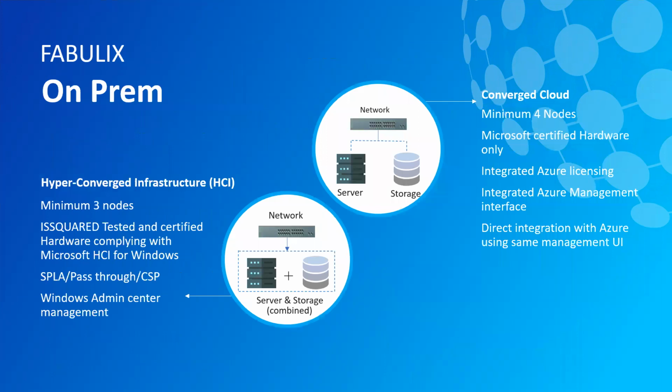So in this slide, we are going to talk purely about on-premises. One is hyperconverged infrastructure, and another one is converged cloud. Both of them are on-prem deployment models. The only difference is that for HCI, the cloud integration is optional. If you want to integrate to the cloud, you can, or else it's not mandatory.